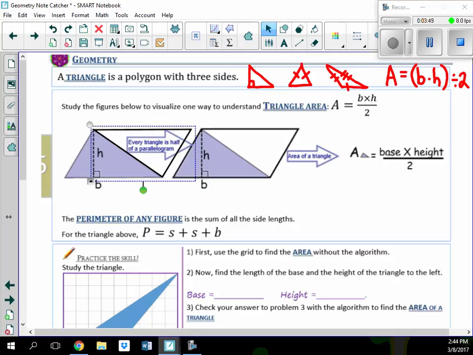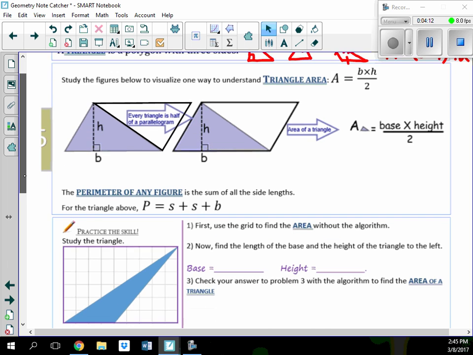And then, as a reminder, the perimeter of any figure is the sum of all the side lengths. Okay? So our perimeter, P, equals side plus base. And we are working really hard on making sure that we have equations. Okay, so if you want to make a little note to yourself that that's an equation, that would be a great idea. Okay, I'm going to move down here.